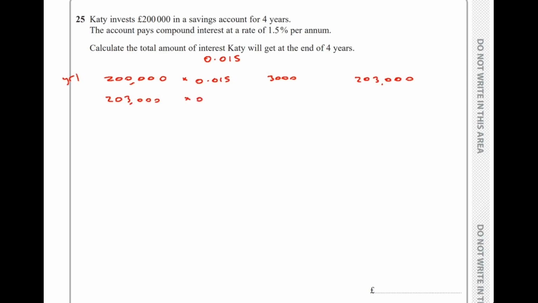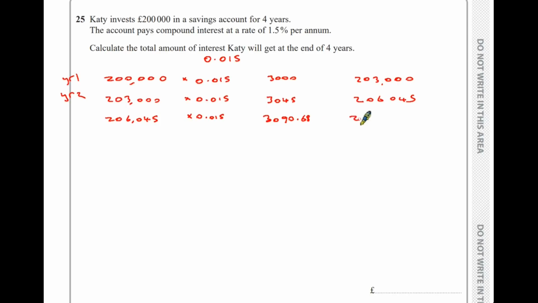203,000. Again, the interest rate is the same, so we're going to multiply by 0.015. This time the interest works out at £3,045. So at the end of year 2, let's label these year 2, she has £206,045. So year 3, that is where we start, 206,045, multiplied again by the same interest rate. This time the interest earned is £3,090.68, rounding to the nearest penny.